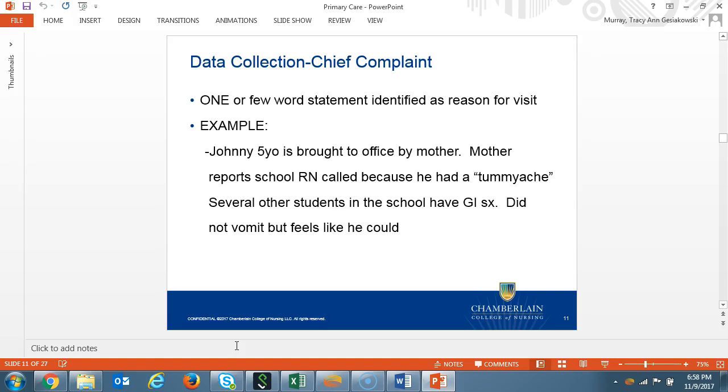In this case, an acceptable chief complaint would be nausea or tummy ache. It's short and to the point. You'll expand on this information about the chief complaint in the history of present illness.